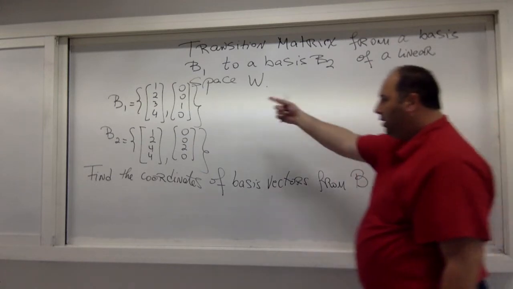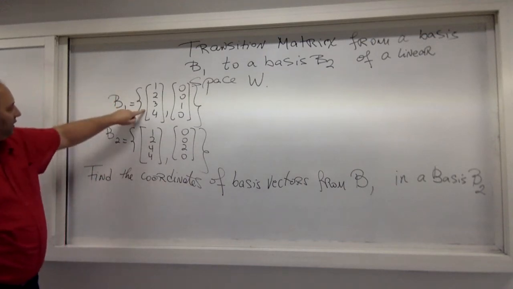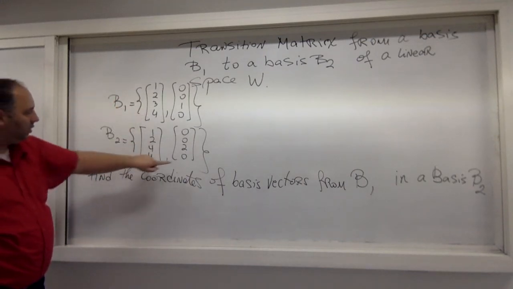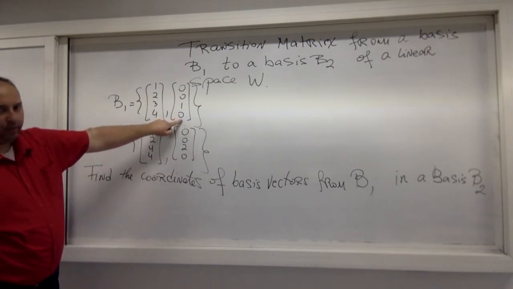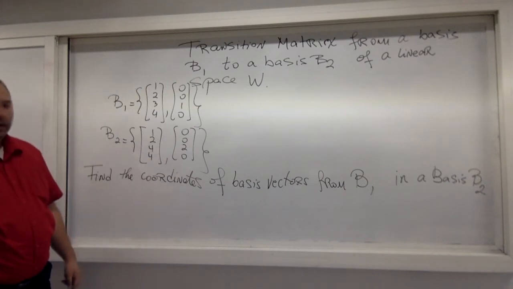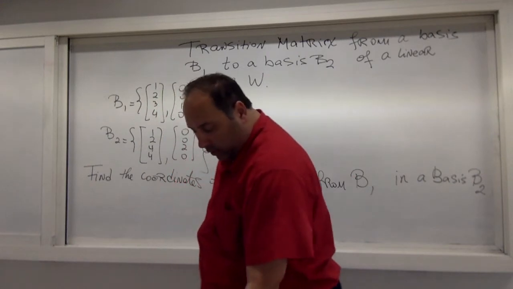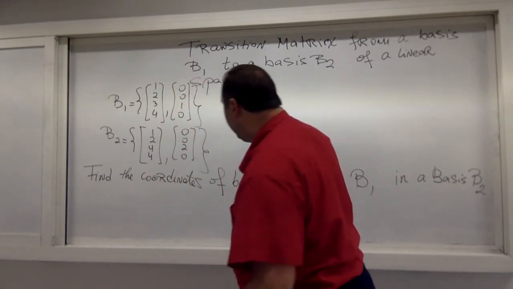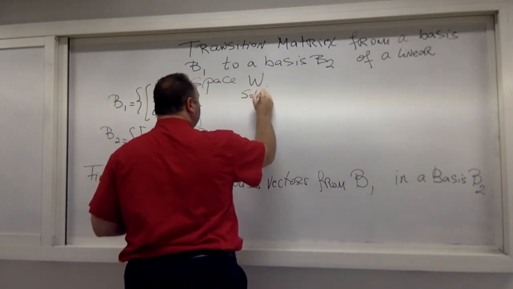So I'm going from B1 to B2. So I want to express this vector from B1 as a linear combination of vectors in B2. Then I want to express this vector from B1 as a linear combination of two vectors of B2. So how do I do that? Well, that's not complicated. Again, I need to solve a linear system. So do that. Solve.